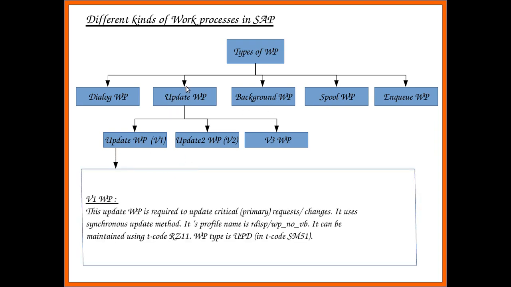Inside that update work process there is the V1 work process. The V1 work process is required to update the critical or primary requests or changes. It is a synchronous update. The profile parameter is rdisp/wp_no_vb, which we can maintain in RZ11. We can increase the V1 processes, but at least one V1 process should be present in the server.